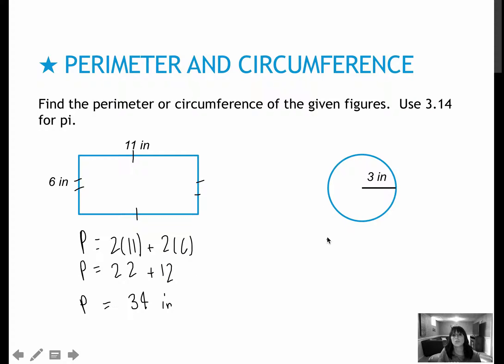For my circle, I'm finding circumference, which is 2 times pi, and they've asked me to use 3.14, times r, which is 3. Remember, radius is the distance from the center to the outside of the circle. If they gave me diameter, I could just take diameter times pi. Using a calculator to multiply, I find 18.84 inches.